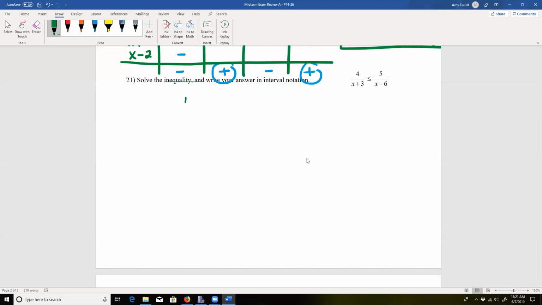We just need to get a 0 on one side. So I'm going to go ahead and take this, and I'm going to move it over to the other side. When I say move it over, really what I'm doing is subtracting it from both sides. So I'm going to subtract 5 over x minus 6 from both sides. So now I have less than or equal to 0.